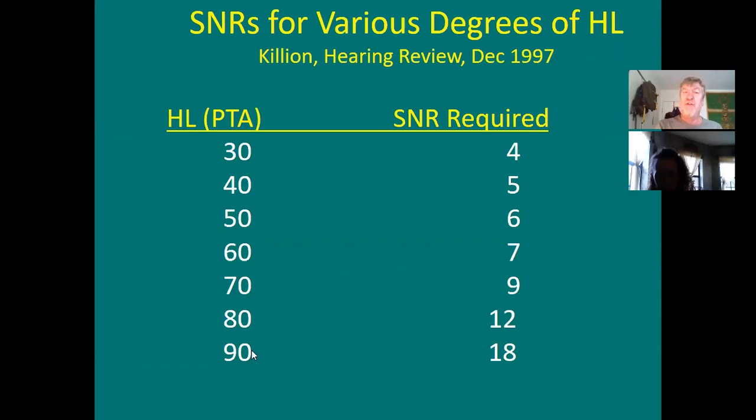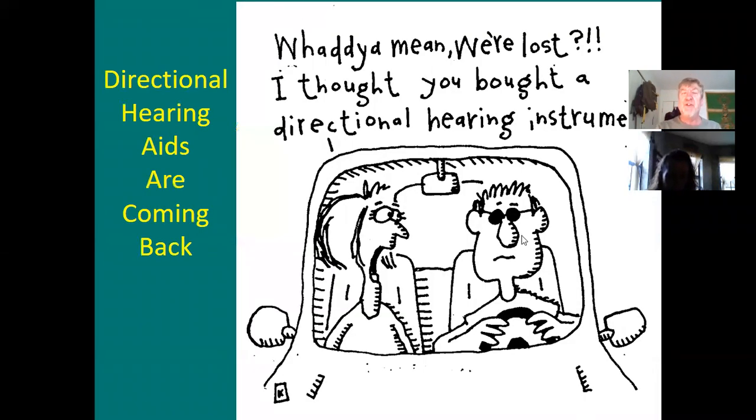Directional microphones are very good for people with mild to moderate sensory neural loss. Why? Because directional microphones can improve signal to noise ratio by only a few decibels. They can't improve signal to noise ratio by 12 to 18 dB. Impossible. So that's why directional mics are great for mild to moderate loss.